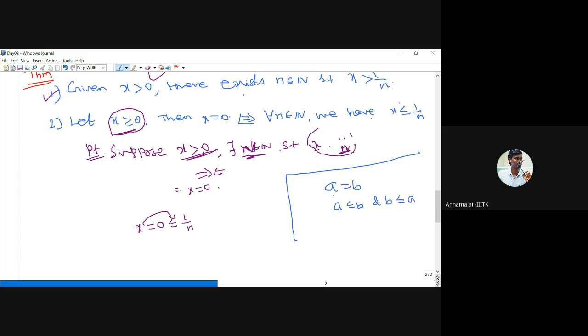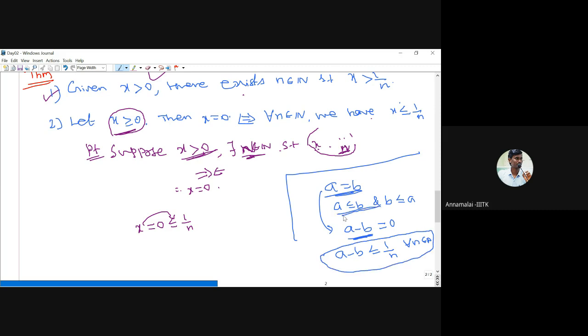This is one idea to prove two numbers are equal. Another way, it is enough to prove that a minus b is 0. If you prove a minus b is 0, then we get a equal to b, right? Now apply this theorem. To prove this number equal to 0, it is enough to prove that a minus b is less than or equal to 1 by n for all n in N. If you prove this, we get a equal to b.